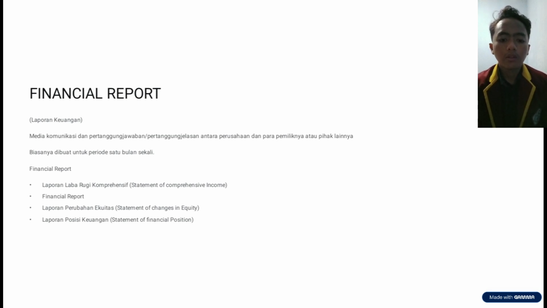There are several types of financial reports, such as the statement of comprehensive income, the statement of change in equity, and the statement of financial position. Each of these reports plays an important role in helping people understand the company's financial condition.